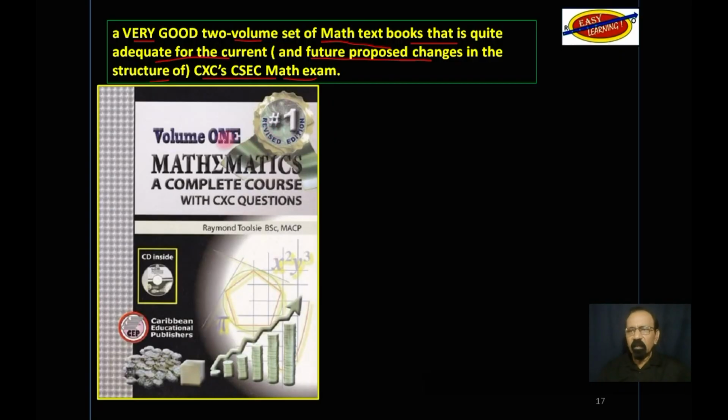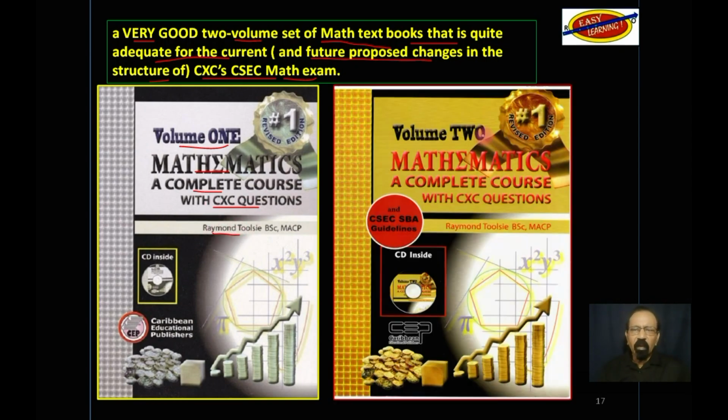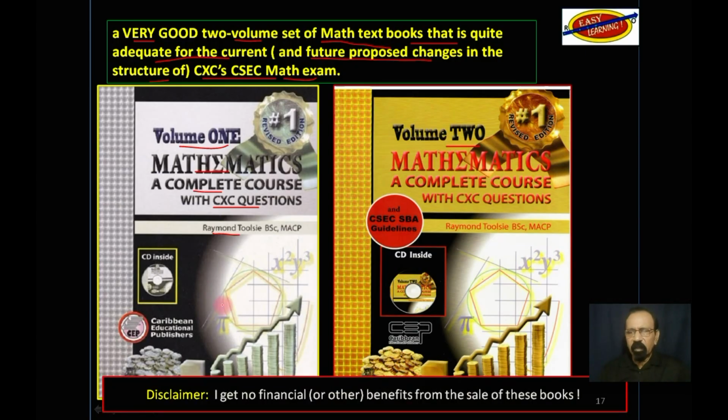This is a picture of volume 1, Mathematics, a Complete Course with CSEC Questions by Raymond Toolsie. And this is a picture of volume 2. Please note this disclaimer down here. I get no financial or other benefits from the sale of these books.